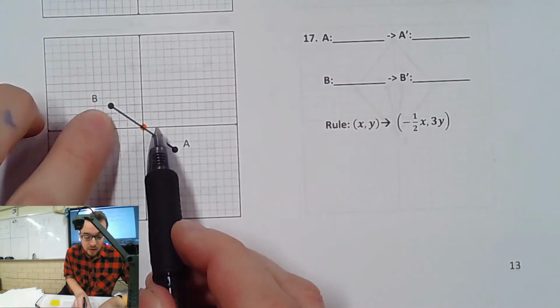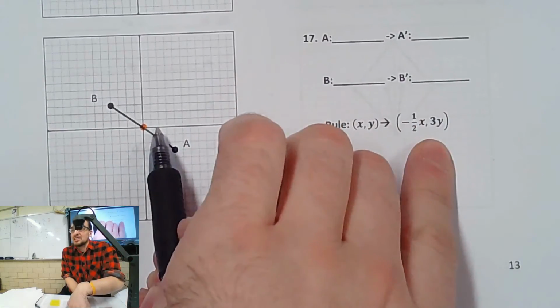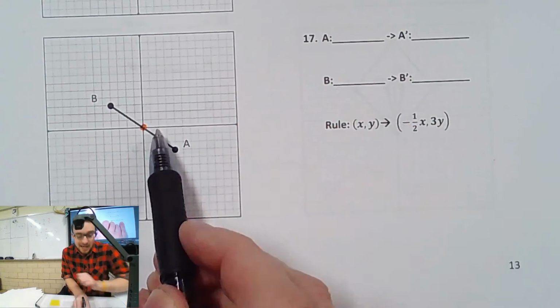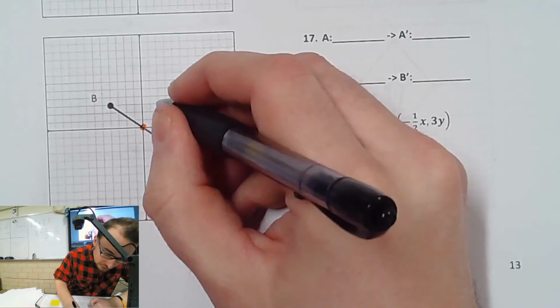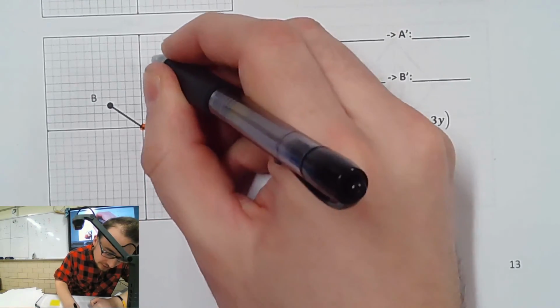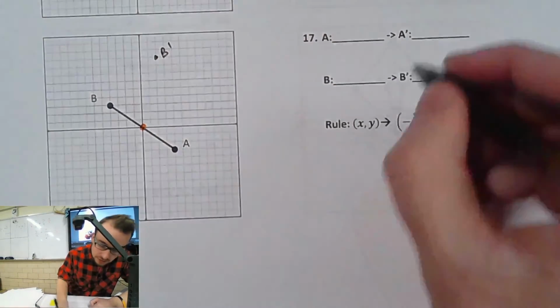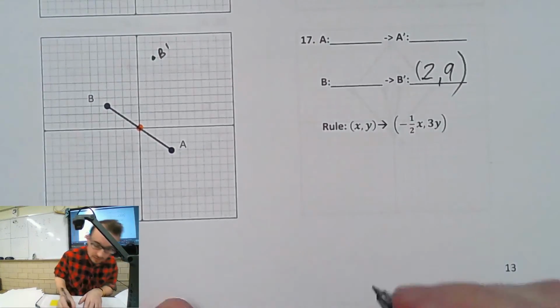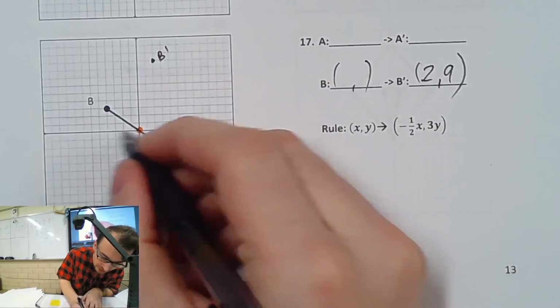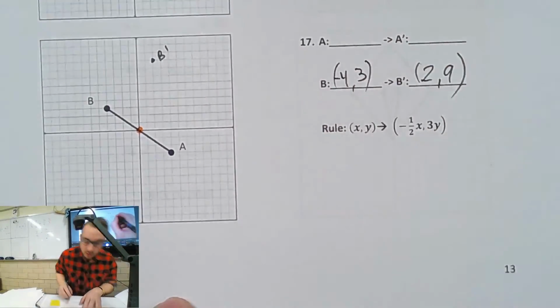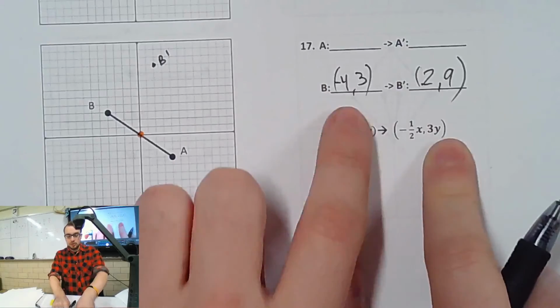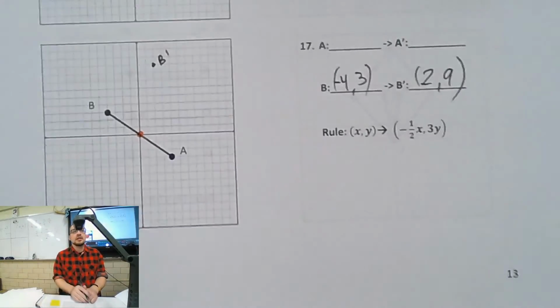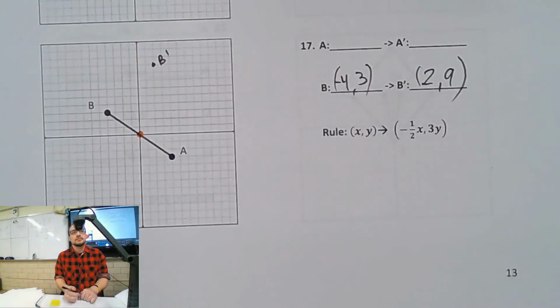B is 3 away vertically, but when we triple that, it's going to be how much away vertically? 9! So we got 1, 2, 3, 4, 5, 6, 7, 8, 9. So B prime is going to be at 2, 9. And regular B was at -4, +3. Notice when you negate that, you get 2. When you triple that, you get 9. You could literally just write it down and do the math, and then plot your points.